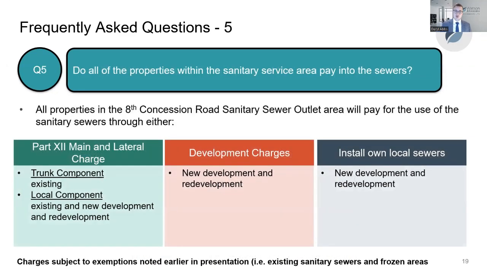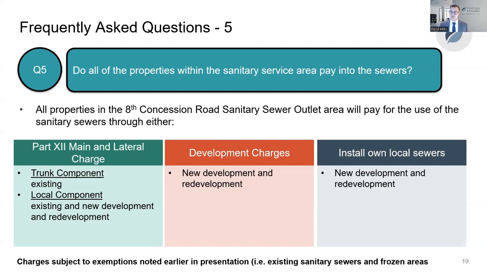So do all of the properties within the sanitary service area pay into the sewers? And the short answer is yes. So all properties in the area will pay for the use of the sewers. So the existing properties, they will pay their Part 12 capital charges, both the main and the lateral charges. So for the main charges, there's the trunk component or the main component, as well as the local component.